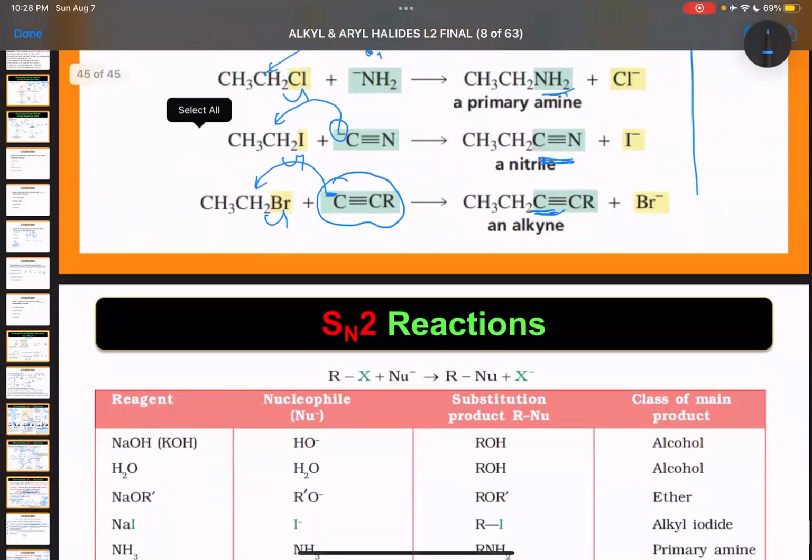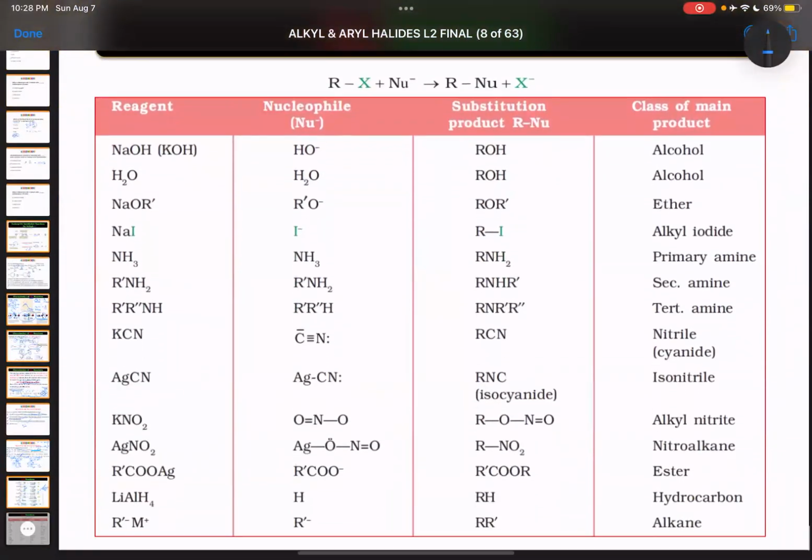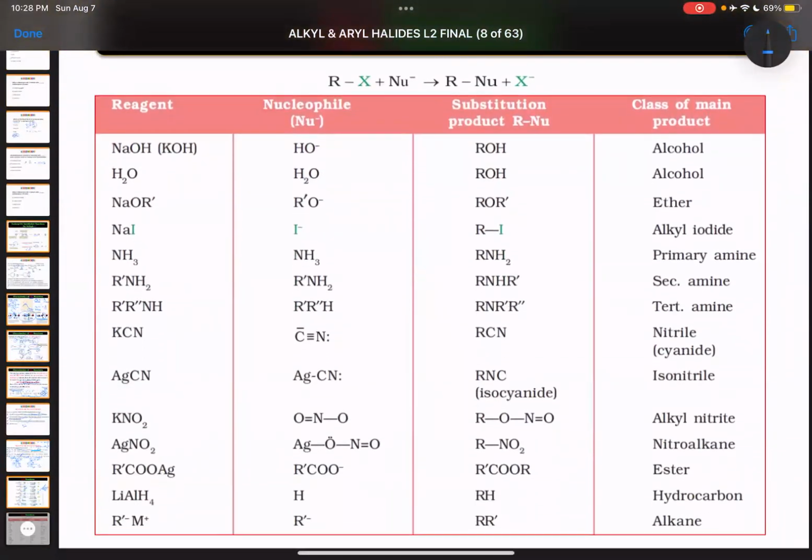And this is the whole list of nucleophiles and the substitution reaction. So where have you seen this list? First tell me. It's there in the text. Yeah, it is there in the NCERT. Yeah, it is from the NCERT.